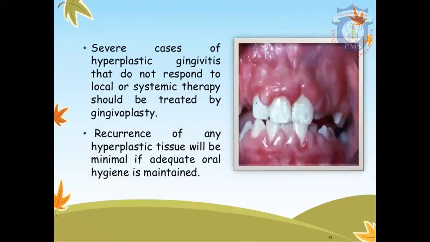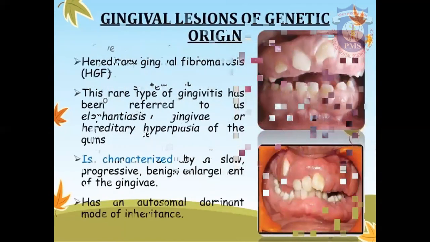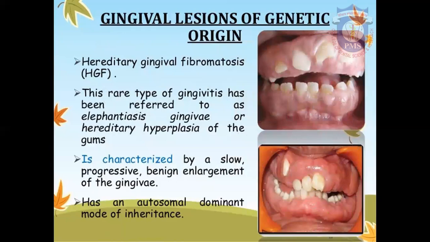Severe cases of hyperplastic gingivitis that do not respond to local or systemic therapy should be treated with gingivoplasty. Recurrence of any hyperplastic tissue will be minimal if adequate oral hygiene is maintained. Next, we'll see about gingival lesions of genetic origin. There is hereditary gingival fibromatosis.